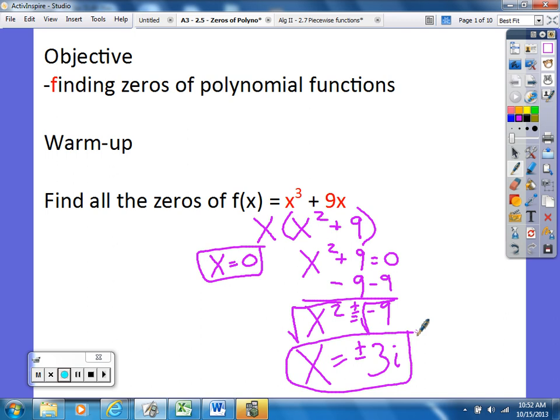Does that make sense? How many zeros are there altogether? 3. 1, 2, 3. What's the degree of this exponent? 3. That is how they match perfectly, right? 3, and then 1, 2, 3. You proved these, by the way, by factoring. So that's one way to find and to prove zeros. But not everything is nice and pretty and able to be factored.